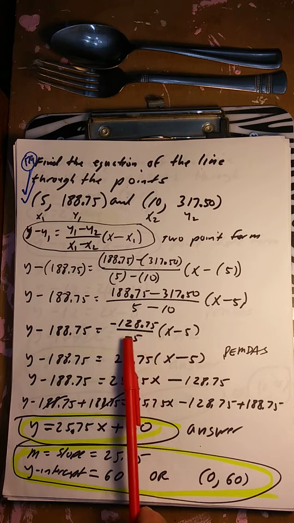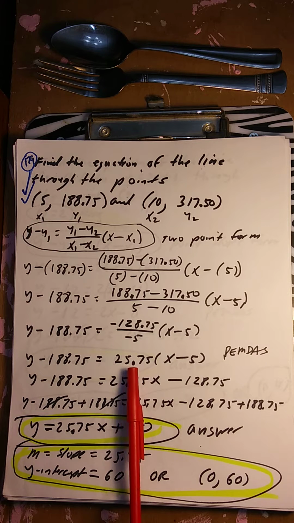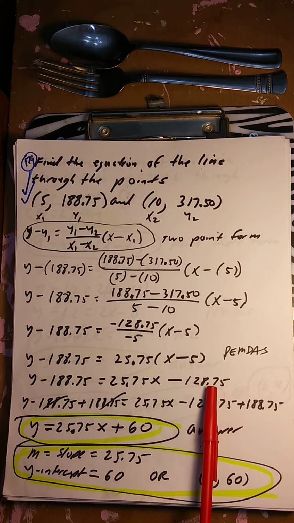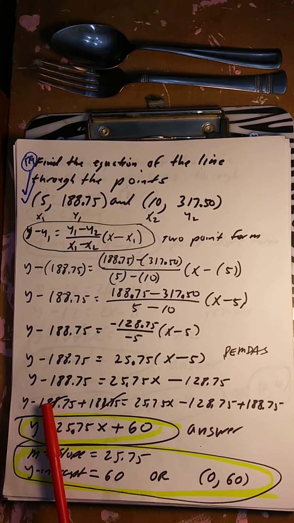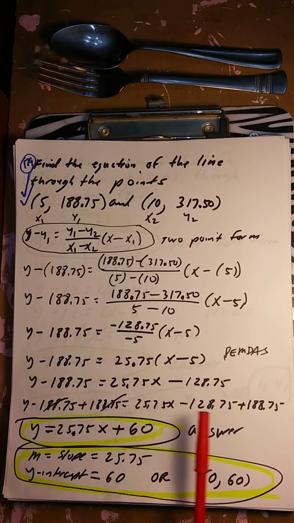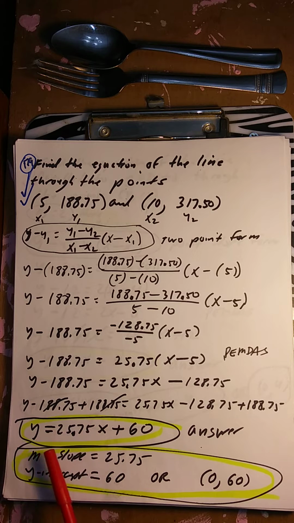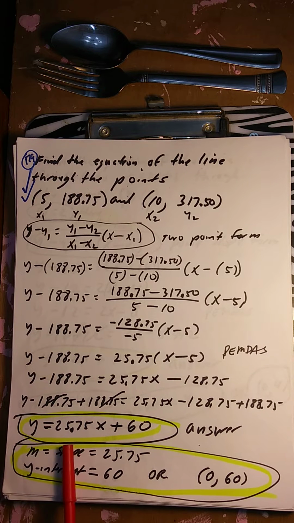Divide these two numbers in the calculator. It's going to give you 25.75 times x. 25.75 times negative 5 is this. Now add 188.75, 188.75. These are gone. So y equals 25.75x plus 60. That's it. Slope is 25.75. The y-intercept is 60 or 0.60.